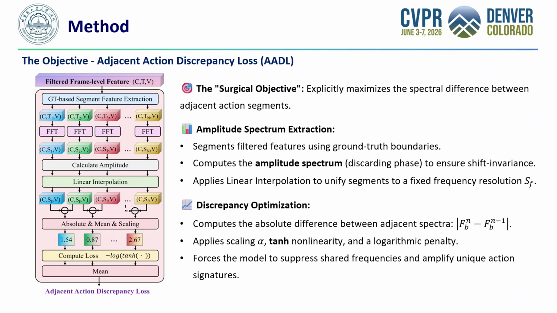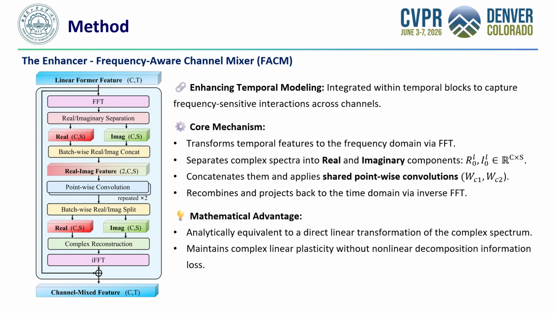Moving to Part B, we introduce AADL, which serves as the explicit objective for our scalpel. Its goal is to maximize the discrepancy between adjacent actions. To do this, we extract the segments and compute their amplitude spectra. We deliberately discard phase information to ensure shift invariance. By interpolating them to a unified frequency resolution, we can directly compute their absolute differences. Minimizing this loss forces the model to heavily penalize shared frequencies and significantly amplify the unique spectral signatures of adjacent actions.